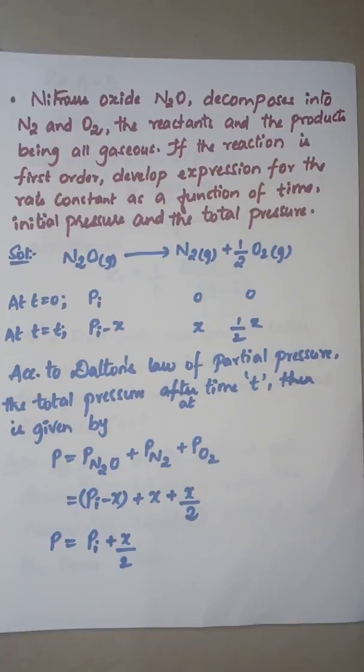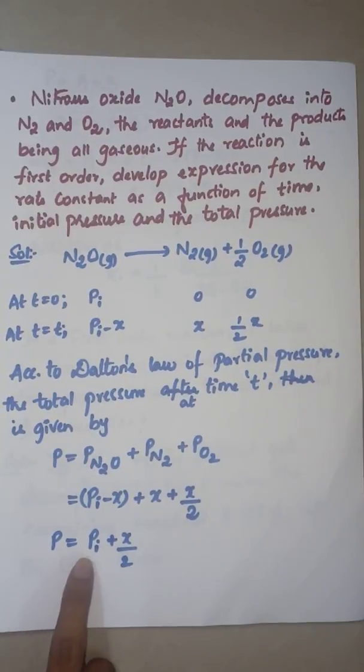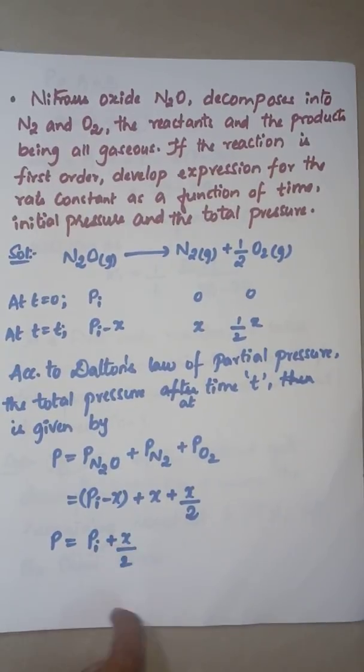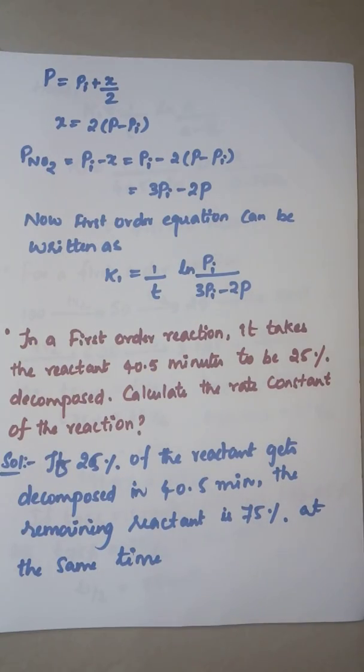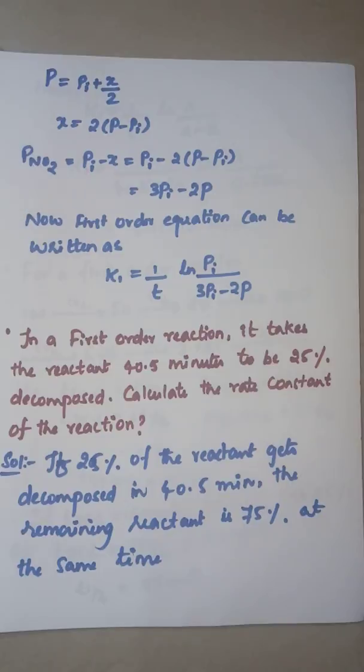Now, according to Dalton's law of partial pressures, the total pressure at time t is given by the sum of all the pressures. So the individual pressures, you just add all these three at time t, you will get Pi minus x plus x plus x by 2. So the total pressure P comes out to be Pi plus x by 2, right? From this we can find what the x value is. X will be 2 into P minus Pi if you solve this particular equation.